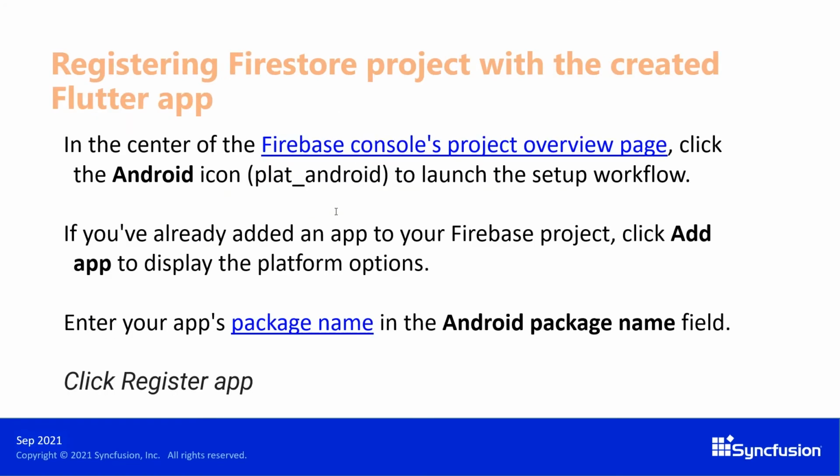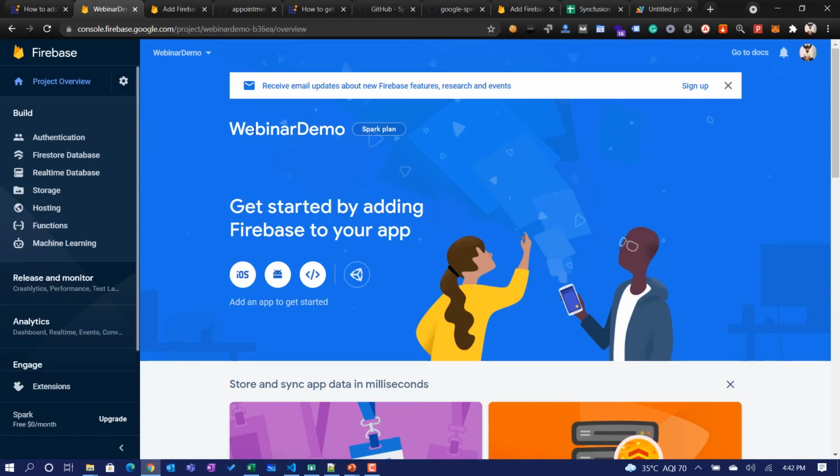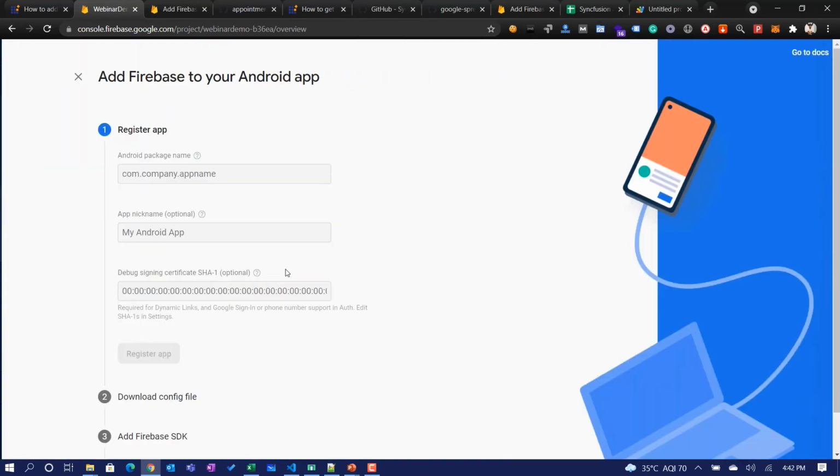So the next thing we have to do is register the Firebase project with the created Flutter app. So in the Firebase console project, click on the Android icon and then follow the steps that are available there. So we have already created this webinar demo project, and since I'm going to show the demos in Android, I'm going to configure this for Android. So let me click on this.